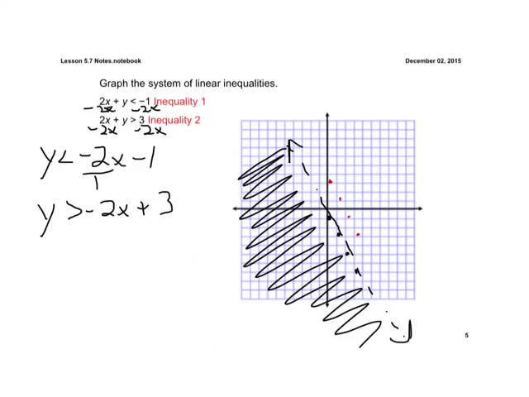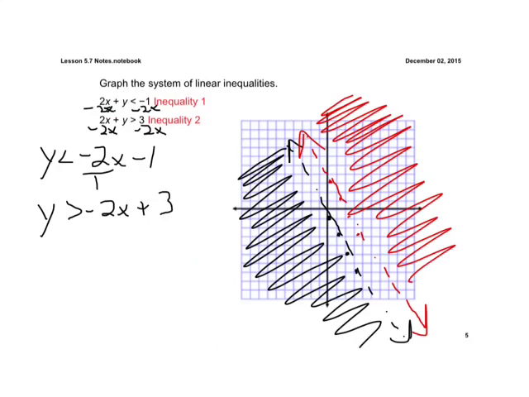Again, it's a dotted line because it's not or equal to. Notice those lines never intersect, but what we're worried about in this section is the shadings, where those shadings overlap. It's greater than this time, so we need to shade over here.